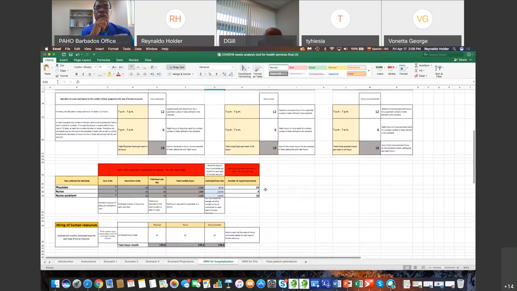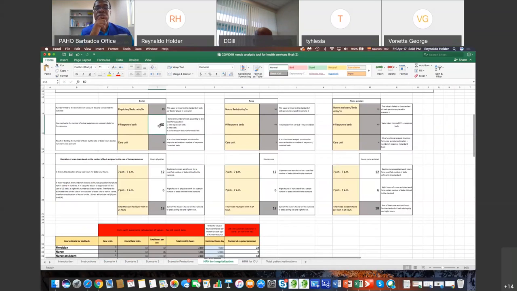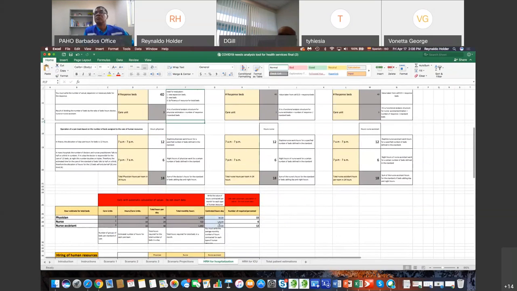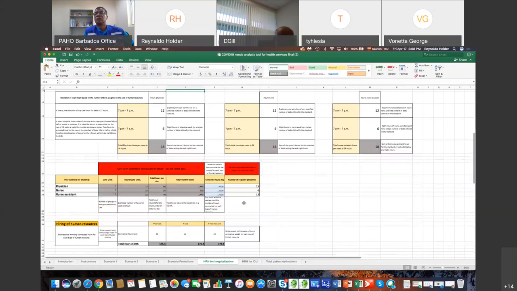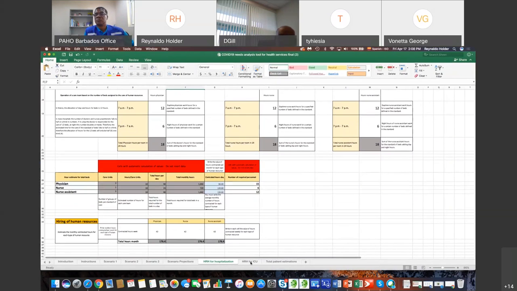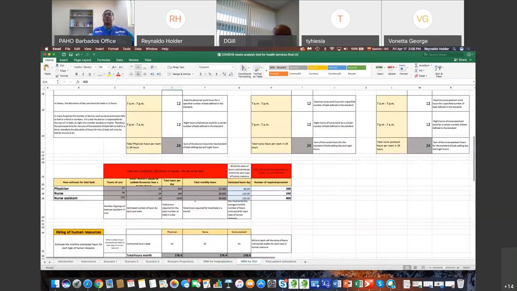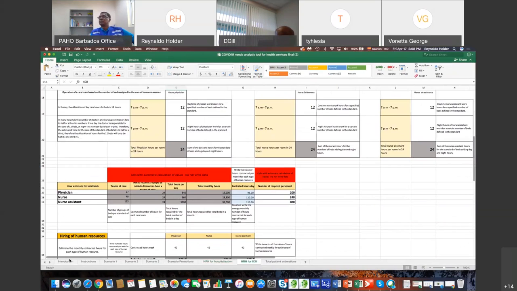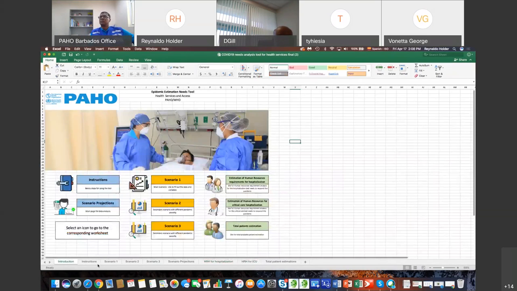So once you change the number of beds, the tool will automatically change all the calculations that you need to establish here. And it does that, as I said, for intermediate care and for intensive care. So I think that covers more or less.